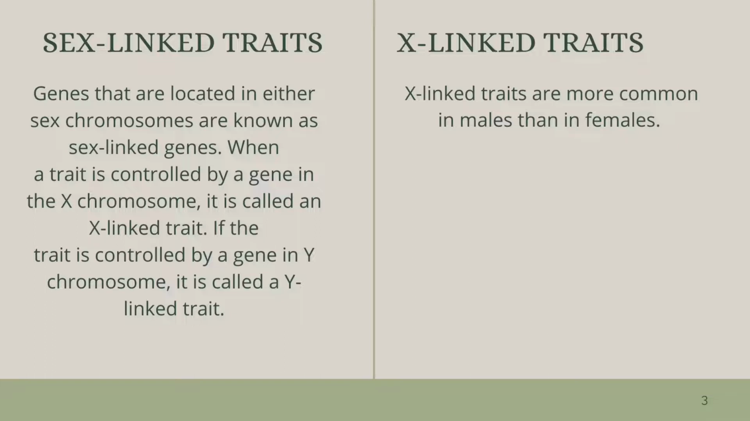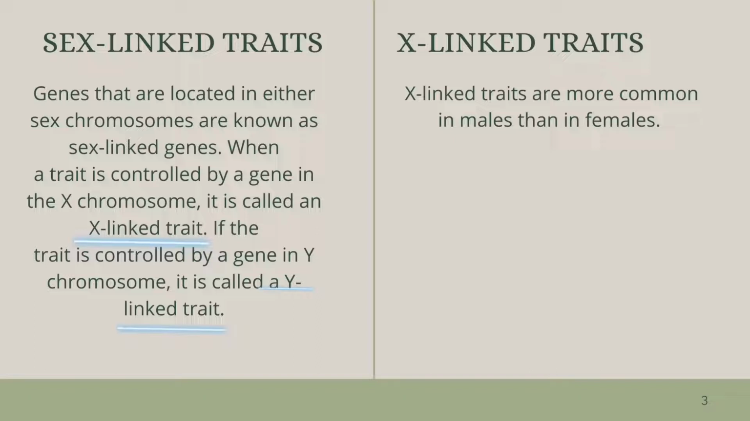Sex-linked traits. Genes that are located in either sex chromosome are known as sex-linked genes. When a trait is controlled by a gene in the X chromosome, it is called an X-linked trait. If the trait is controlled by a gene in the Y chromosome, it is called a Y-linked trait. X-linked traits are more common in males than in females. This is because males have only one X chromosome. Therefore, if a trait is linked to their single X chromosome, they will already exhibit it in their phenotype.